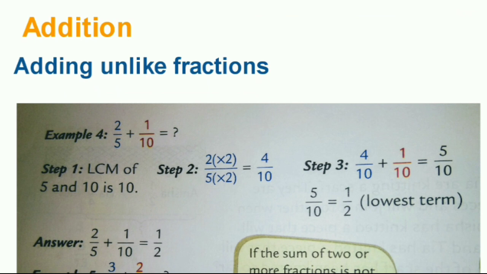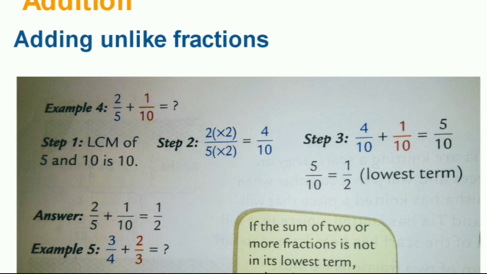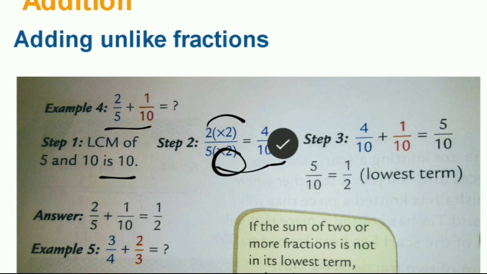Example number 4, page number 88. See, 2 upon 5 plus 1 upon 10. So first we have to find the LCM of 5 and 10. That will be 10. So again the same thing. This 5 multiplied by what number will we get 10? 5 multiplied by 2, we get 10. So the same number we will multiply with the numerator also. So this 2 multiplied by 2, we get 4.